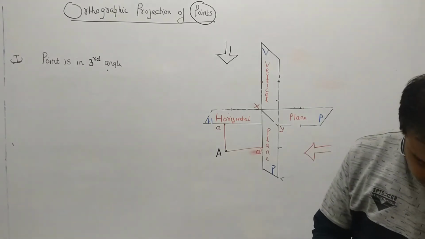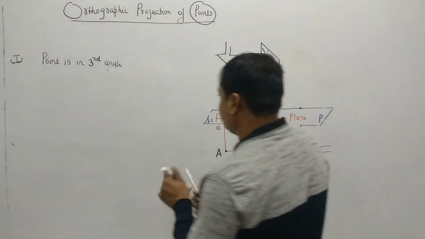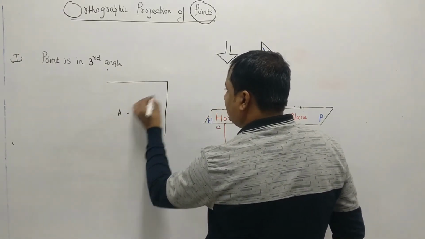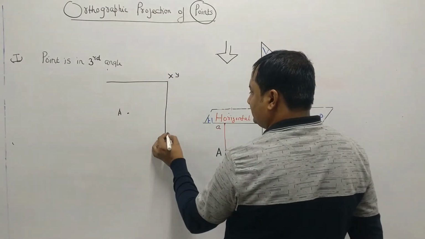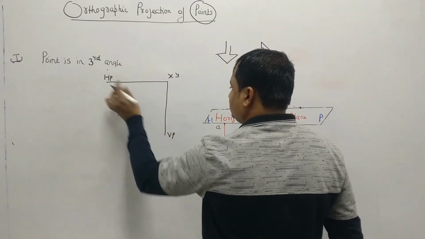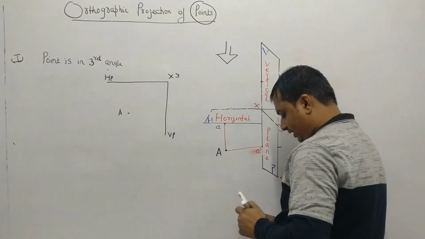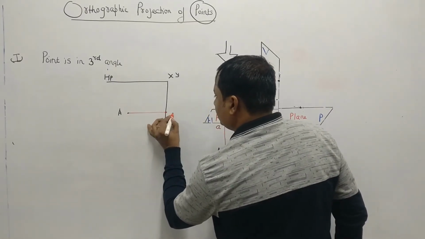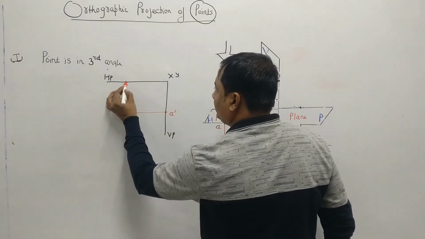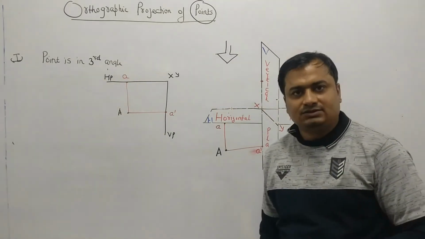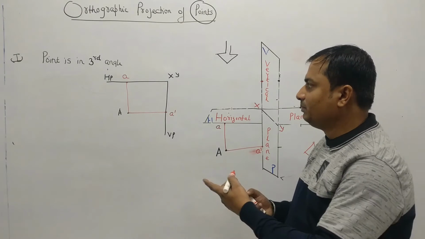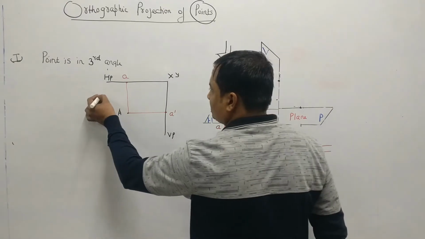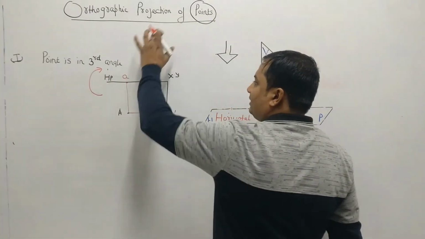Now what does the rule say? If I separate it, again for better understanding, like this, this is my point, capital A, this is X, this is Y, and this is VP, this is HP. When the front observer sees this point from the front, the front view is lying on the VP, so this is my location of front view, A dash, and this is my location of top view, A. These are two planes, so to convert these two planes into a single plane, the rule is common: HP has to be rotated clockwise 90 degrees. So HP is going to rotate like this, clockwise 90 degrees.